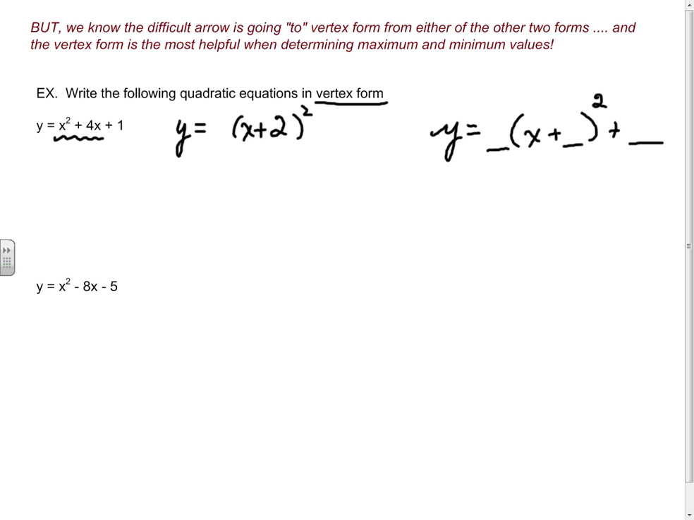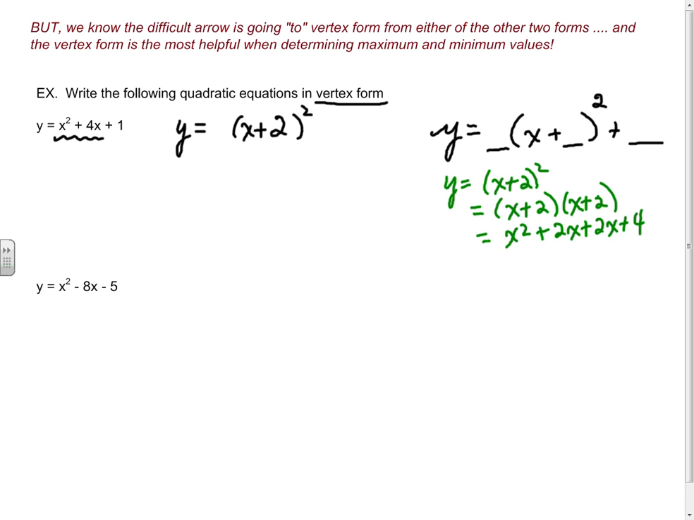X plus 2 squared. Let's do that work over to the side. Y equals x plus 2 squared. I think that just might be it. That would give us x plus 2 times x plus 2, which would be x squared plus 2x plus 2x plus 4, simplified, x squared plus 4x plus 4. Really close, but I started with x squared plus 4x plus 1.